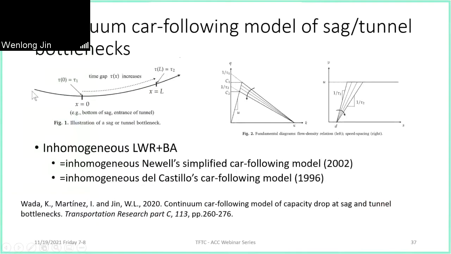And then in another study, collaborated with Wada from Japan and Irene Martinez, who is going to finish this year, we checked out the continuum car-following model of sag and tunnel bottleneck, and we were able to show that this capacity drop indeed can be reproduced in such an inhomogeneous car-following model. Newell's simplified car-following model and the Del Castillo car-following model, and so on.